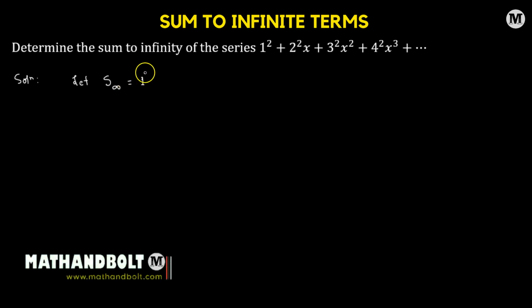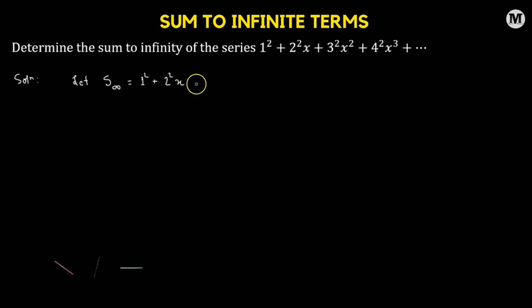We have 1 squared added to 2 squared times x added to 3 squared times x squared added to 4 squared times x cubed. So this keeps on continuing. Now this particular sum is not an arithmetic series because we do not have a common difference here. We can take any term in the sequence and subtract the previous term from it. The difference that we obtain is not going to stay fixed. It's going to vary. That's why it's not an arithmetic series.